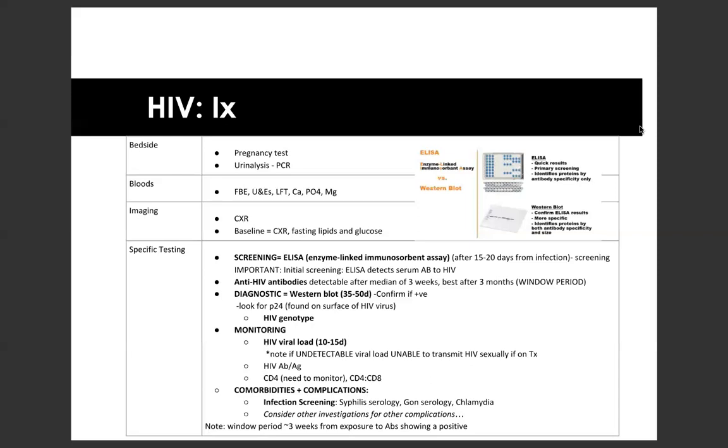I also listed here what things you need to monitor for, and also think about other comorbidities and complications. So doing a full STI screen.